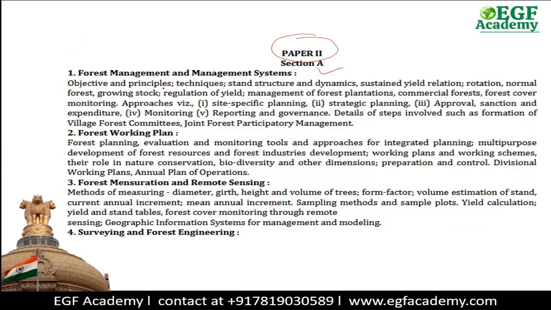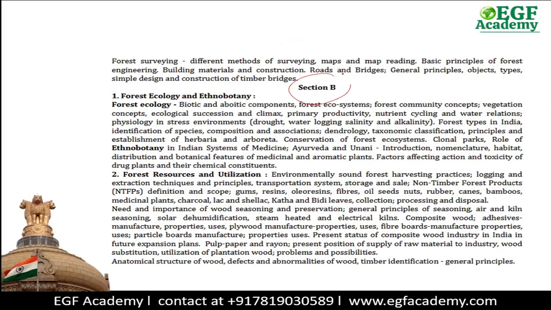It's section A. Its first unit is forest management and management systems. Unit 2 is forest working plan. Unit 3 is forest mensuration and remote sensing. Unit 4 is surveying and forest engineering. Then paper 2 section B.